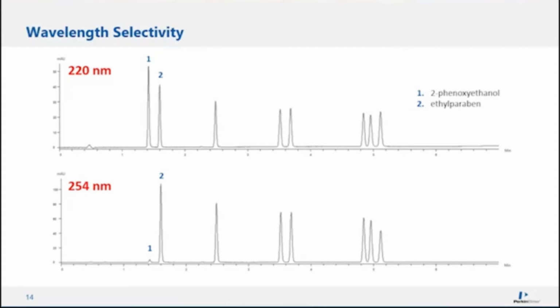The other compounds also have a greater response at 254 nanometers. However, their change is not as marked as that of 2-phenoxyethanol or peak 1. This is why selecting the appropriate wavelength is important, because it can have a dramatic effect on your results. So how do we go about resolving this particular issue?